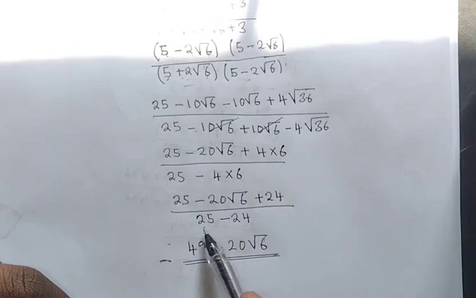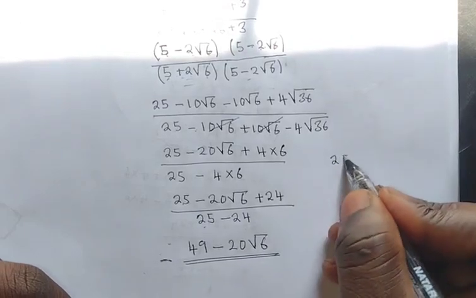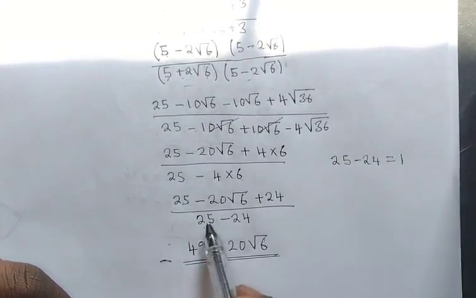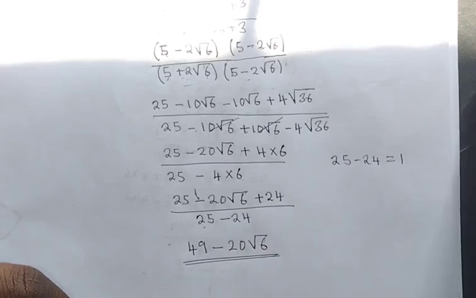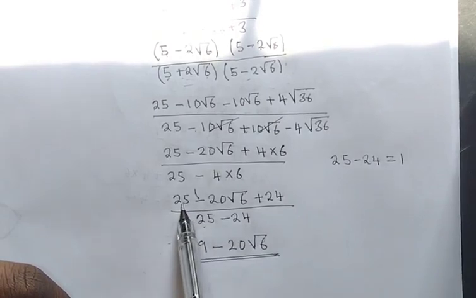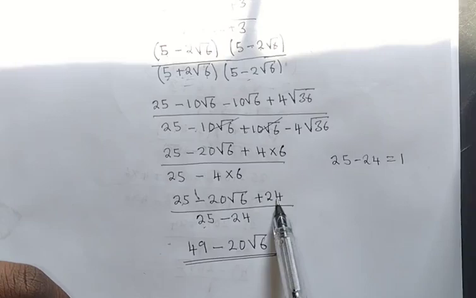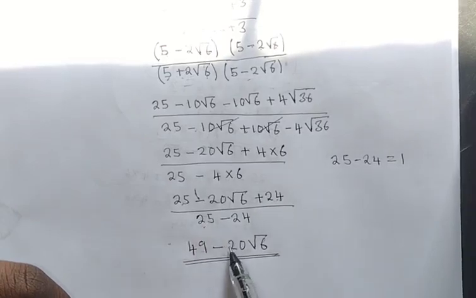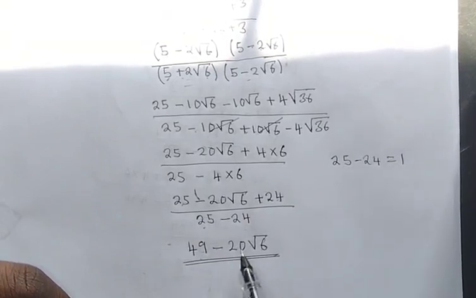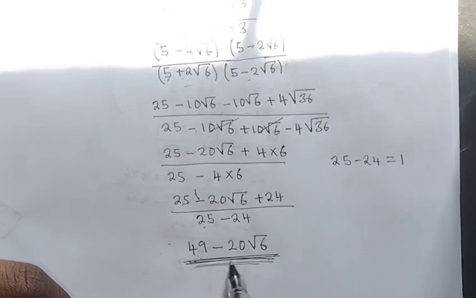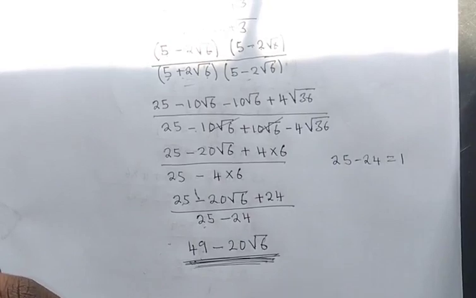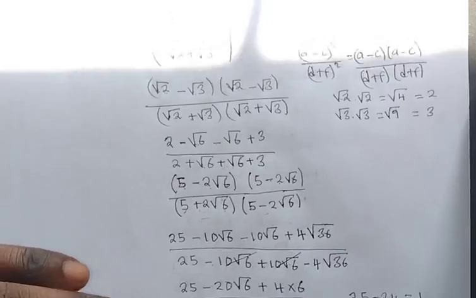I hope you have understood this one. 25 minus 24 gives us a 1, so the denominator here is going to be a 1. So 1 will be divided into the numerator. Now the numerator is 25 plus 24. We add these two, we get 49 minus 20 root of 6. So 1 into this one, we get the same thing here. That's why I'm saying this is our answer, which is 49 minus 20 root of 6.